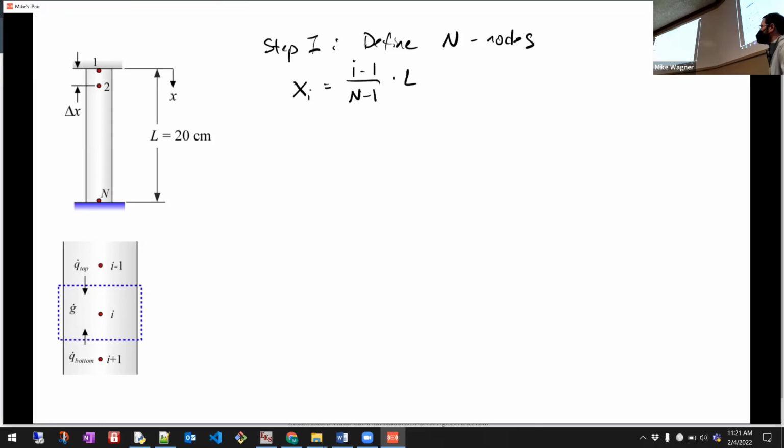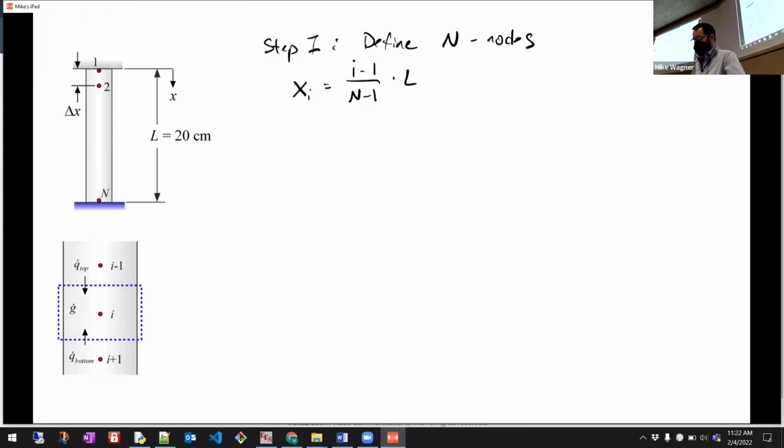So we are taking a fractional position, i over n, but we're subtracting i minus 1 because we want x_i to be 0 at i equals 1. Starting with i equals 1, we want x_1 to be 0. So 1 minus 1 is 0, over n times L, that's 0.